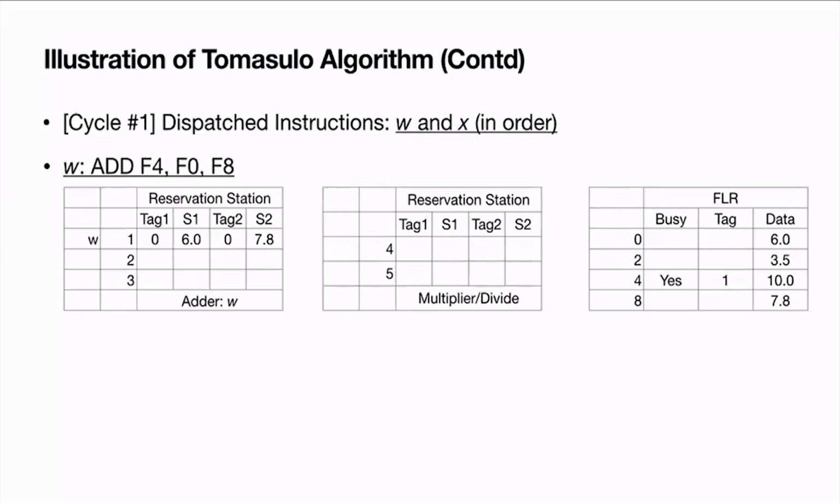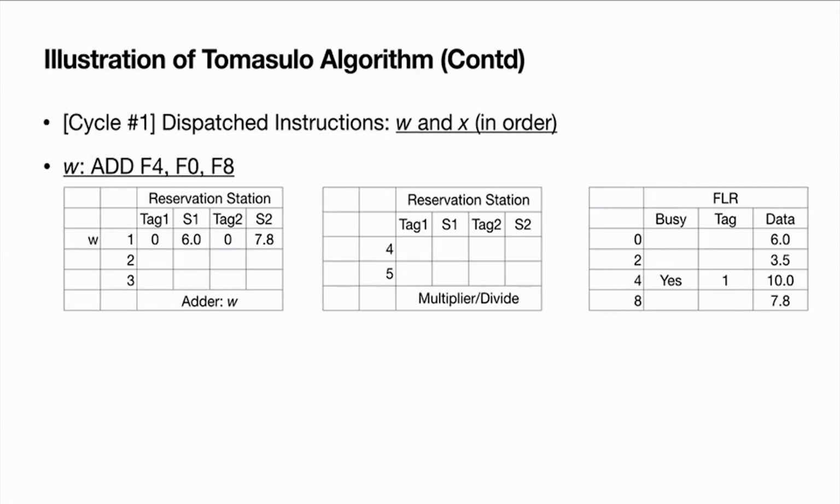And we make that entry corresponding to W, saying that right now the adder is executing the W instruction, and that is located in entry 1 of the adder reservation station. And add is going to produce the value into F4, right? So we have to come to the FLR, the floating point register file, and corresponding to the F4 entry, we have to make this entry busy, indicating that whatever value is in the F4 data field is actually a stale copy, and the new value is going to be ready. That is what is indicated with the busy bit.